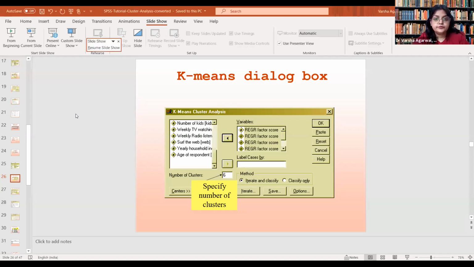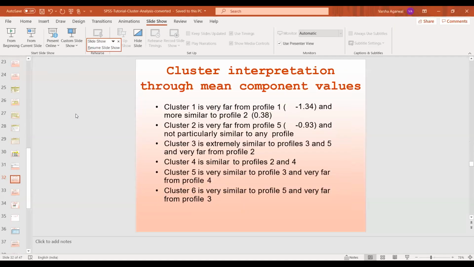So that was about cluster analysis. Okay, I think it is easy to run. The only thing is that you need to understand how you are going to analyze these clusters. Now we'll go for discriminant analysis.